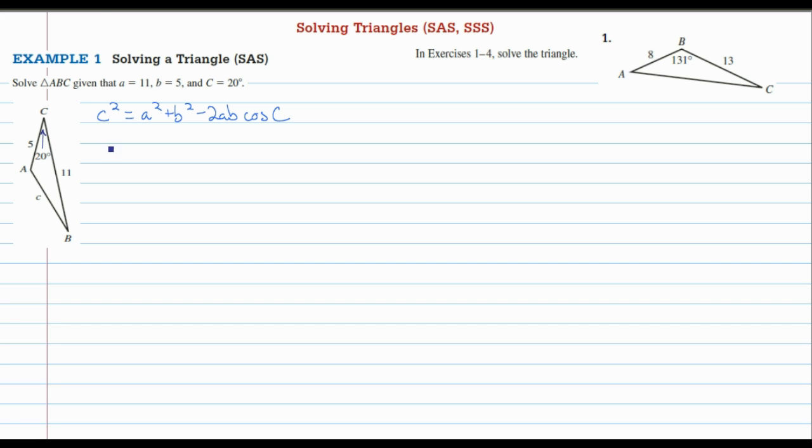In this case, I don't know side c, but I do know side a, 11. I do know side b, 5. Then 2 times 11 times 5 times the cosine of angle C, which is 20 degrees. Now, as I complete this, remember I said watch order of operations. 121 plus 25 minus 22 times 5.